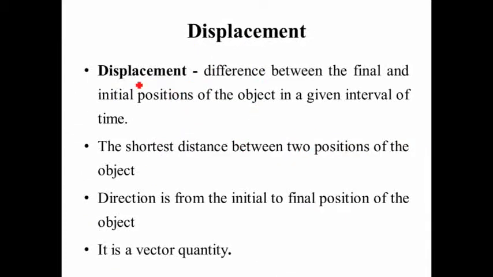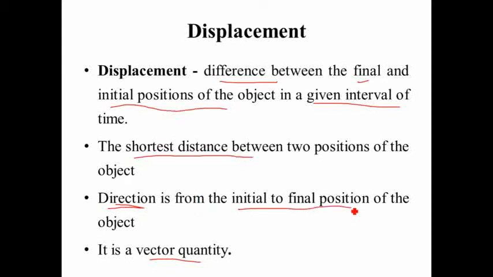So as I said, displacement is nothing but the difference between the final position and the initial position of the object, and everything should be taken with respect to some time, or else it can also be defined as the shortest possible distance between the object. As it is a vector quantity, you have to mention the direction. The direction will always point from the initial position to the final position. So this is all about the term displacement.